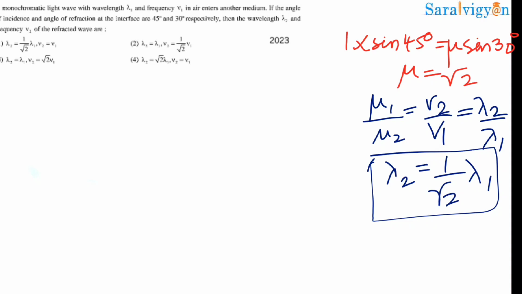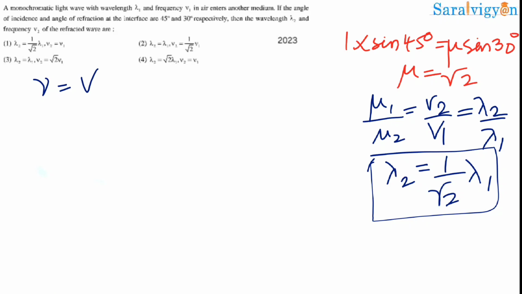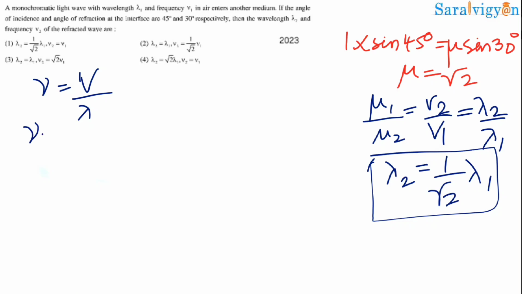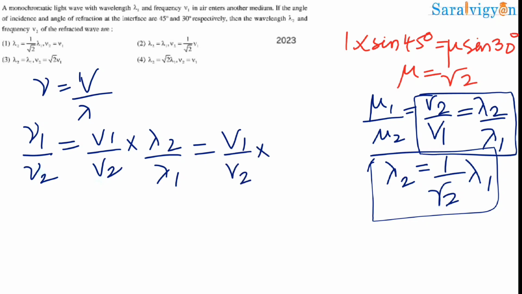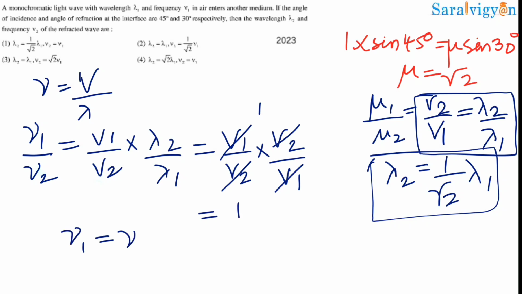Now we have to find the relation of frequency. We know the frequency formula, nu is equal to v, that is velocity, by lambda, and if we take nu1 and nu2 as mu1 by mu2, we'll have v1 by v2 into lambda 2 by lambda 1. We already know that v2 by v1 is equal to lambda 2 by lambda 1. So instead of lambda 2 by lambda 1, we can write v2 by v1. Since numerator and denominator are in opposite places, we can cancel and we'll get 1, which is equal to 1. So we can take mu to the other side, we'll have mu1 is equal to 1 into mu2, that is mu2. So we got both relations.